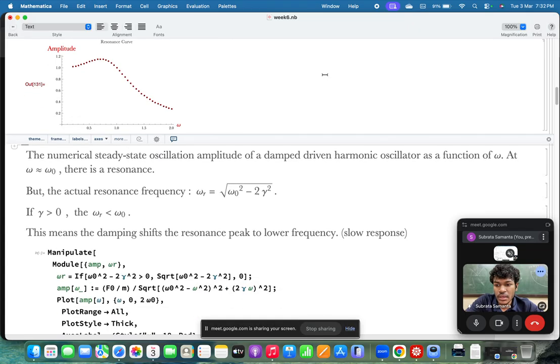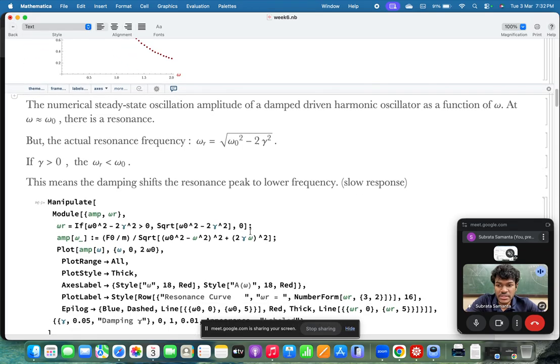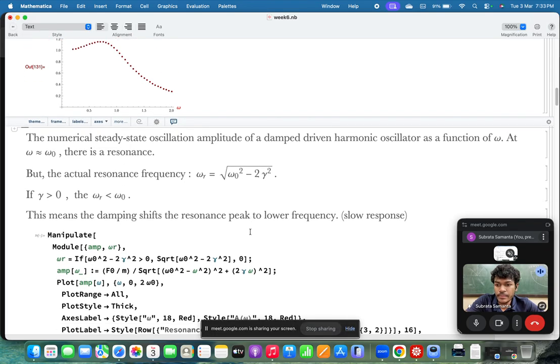Once you increase this, the damping shifts the resonance peak to a lower frequency. That is the slow response. Once we increase the values of gamma, you are damping the system, slowing the system's response. That is the physics reason for that. As we keep increasing the gamma, we observe that the resonance peak moves to a lower frequency. So that is the reason.